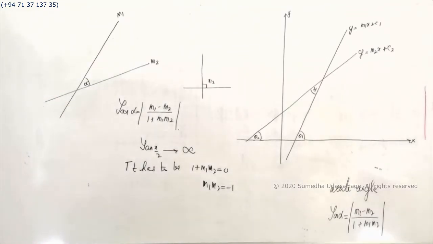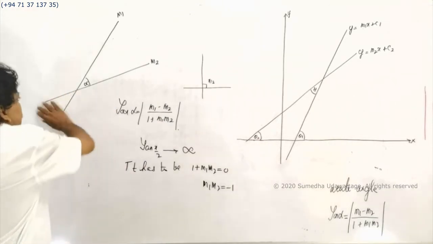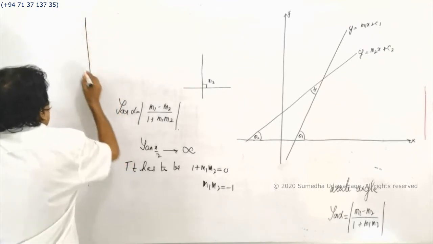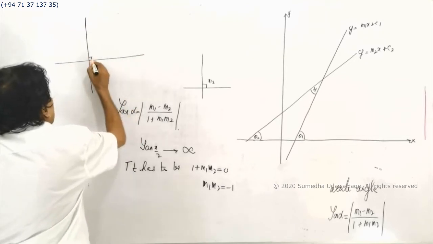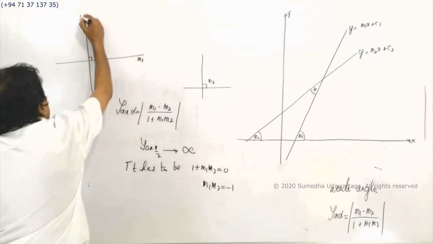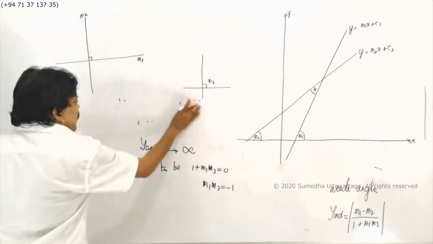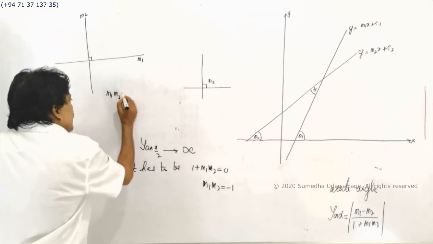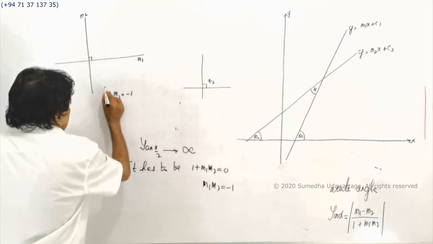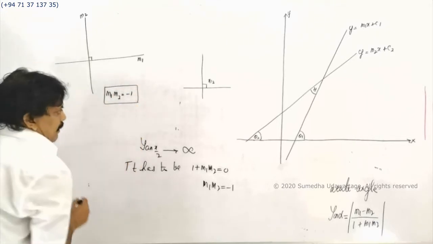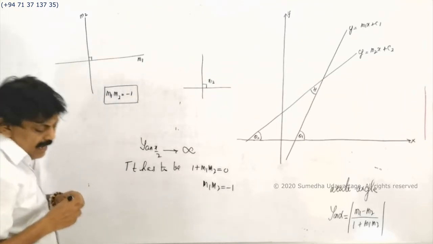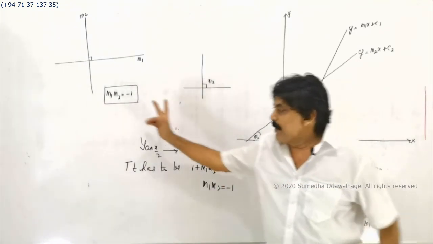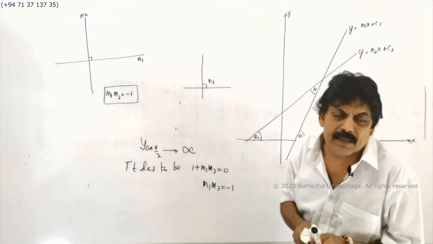The necessary condition for two lines to be perpendicular: let the gradient of this be M1 and the gradient of this be M2. For the two lines to be perpendicular, it has to be that M1 M2 is equal to minus 1. For them to be parallel, the two gradients have to be equal. When it's perpendicular, the product of the gradients is minus 1.